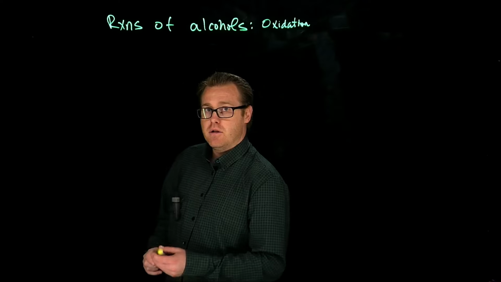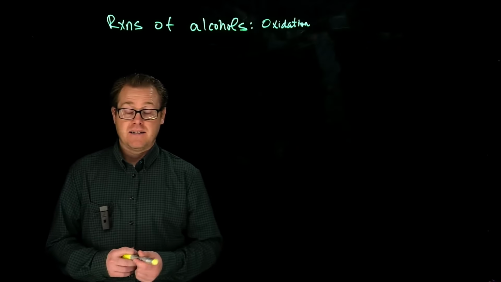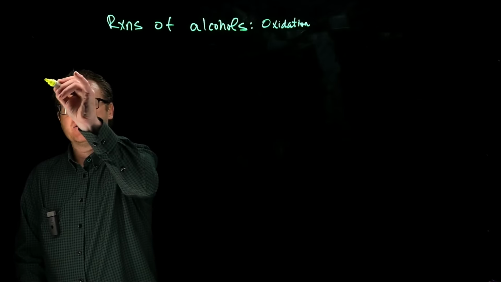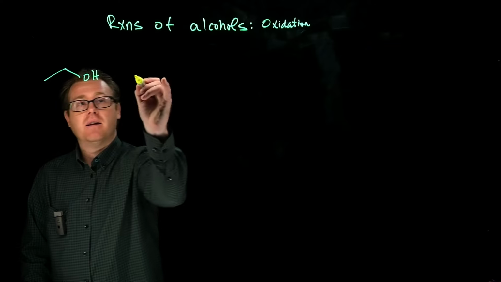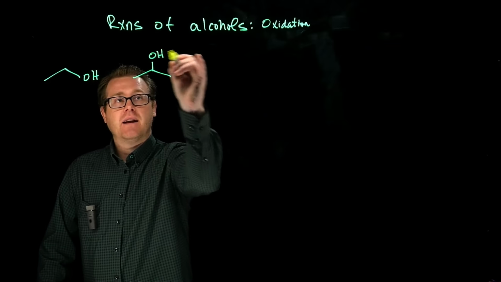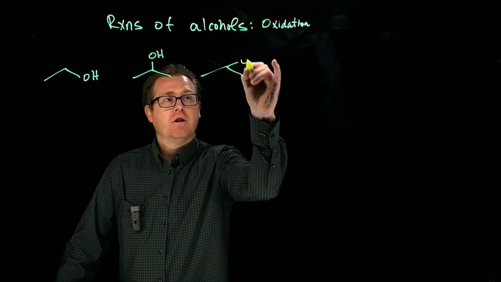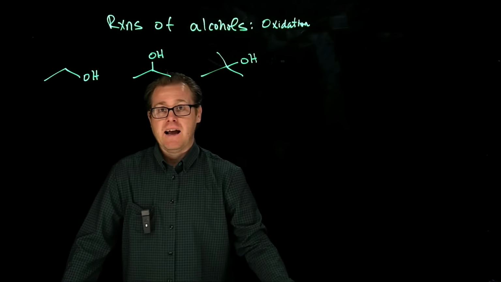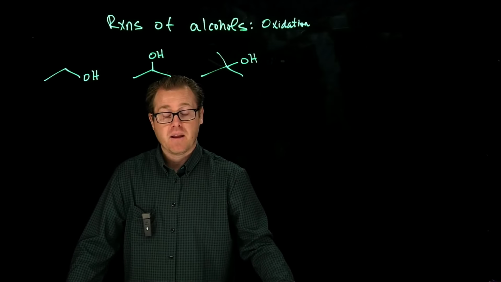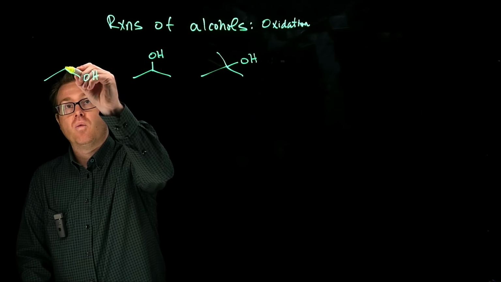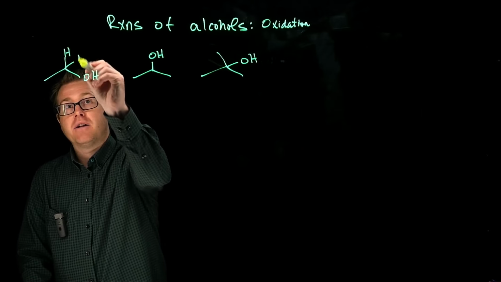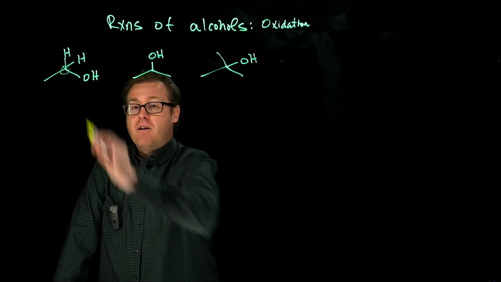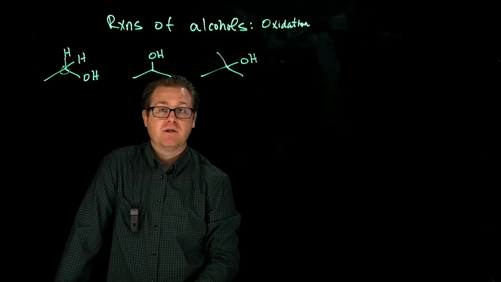Now we're going to take a look at oxidizing alcohols. Now we have to understand the difference between a primary, secondary, and a tertiary alcohol. So the oxidation reactions that we are looking at have to have at least one hydrogen attached to that carbon that the alcohol is attached to. You have to have at least one.